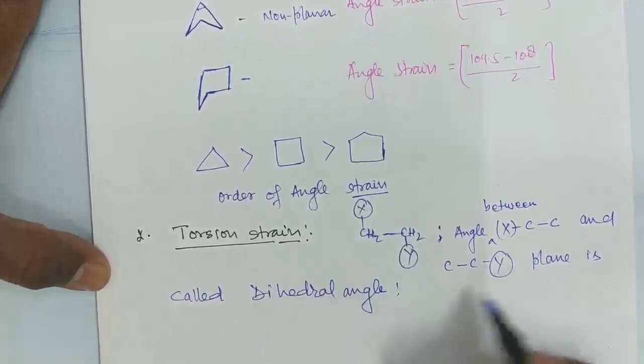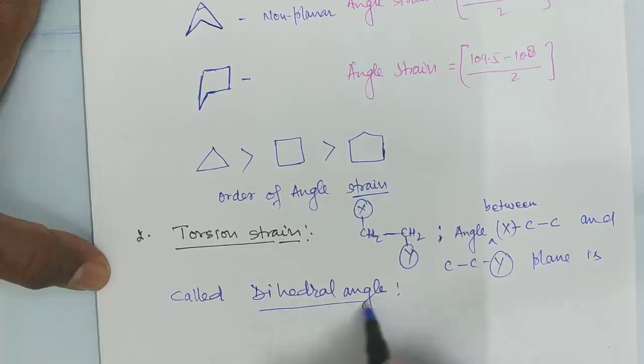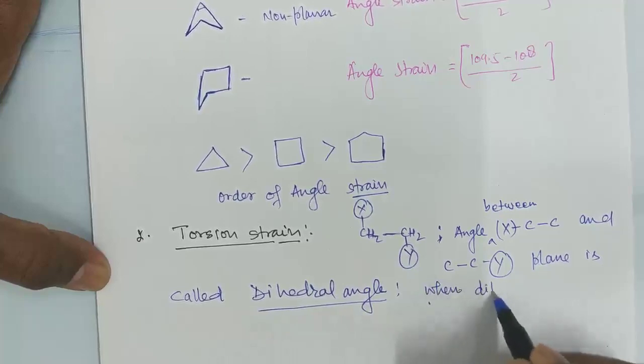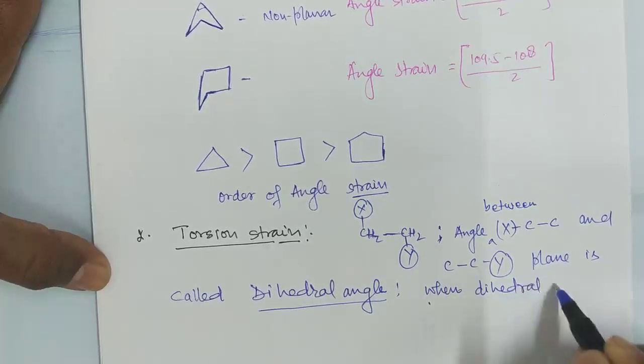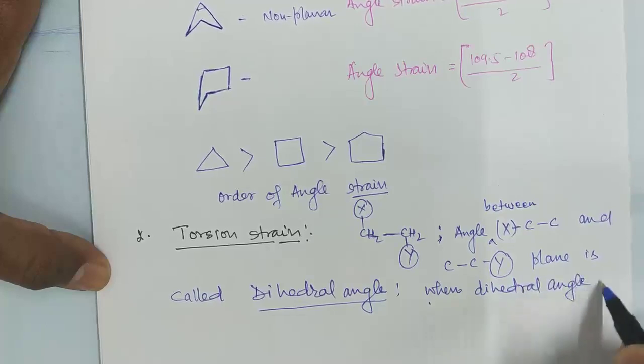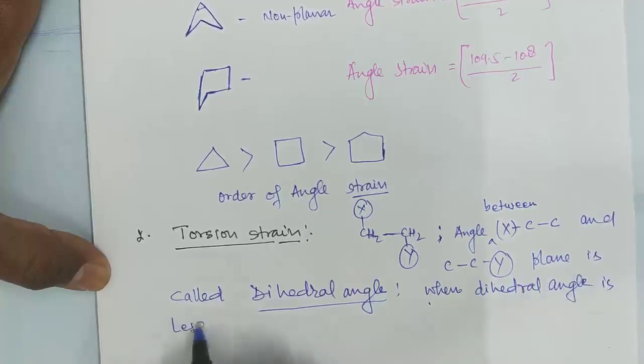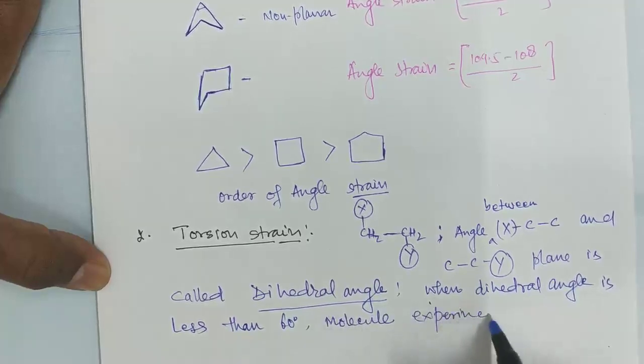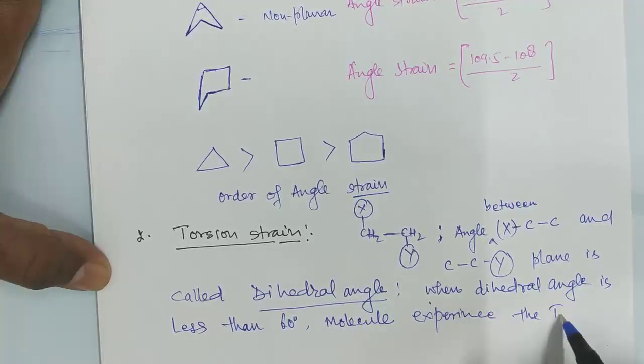And when this dihedral angle is less than 60 degree, the molecule experiences the torsion strain.